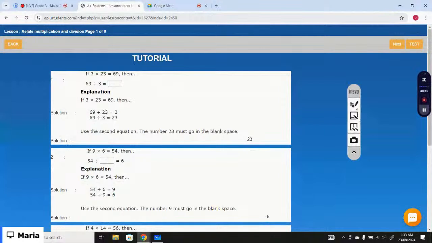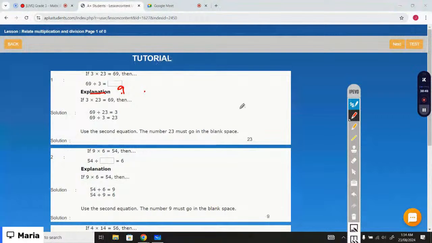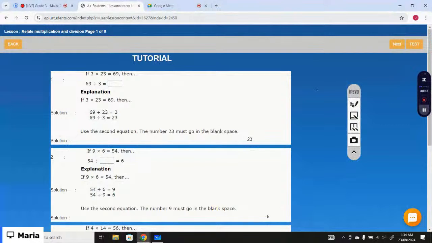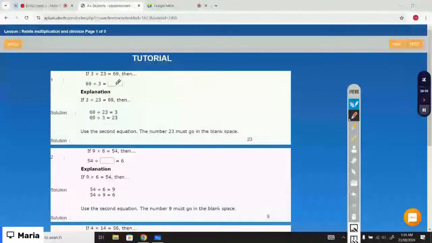So let's start with the first example, that is 3 times 23 is 69, right? So that means if you divide 69 by 3, the answer would be 23. They are the related facts, right? The numbers must be the same in both related facts. Here you have 3, here you have 3. Here you have 69, that means the missing number must be 23. So the correct option is 23.